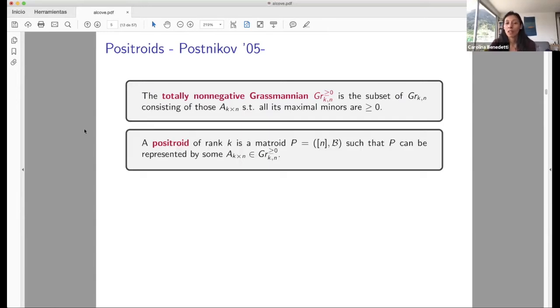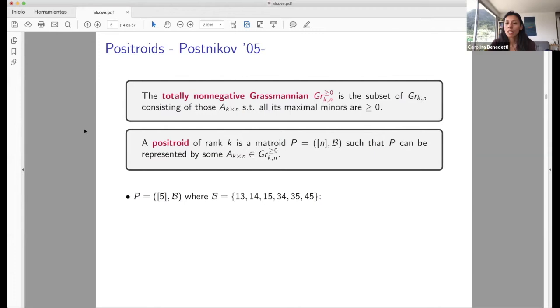And positroids are those matrices that can be represented by matrices with this condition, that all the maximal minors, or Plucker coordinates, or maximal determinants, are non-negative. So for instance, here I have a matrix on the ground set 1 up to 5, and the collection of bases I'm declaring to be these 6 subsets of size 2. So as a matrix, this should correspond to a 2 by 5 matrix.